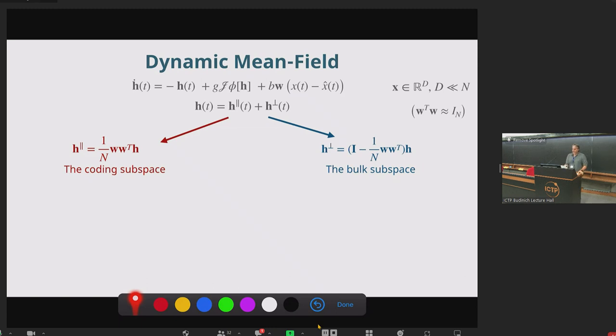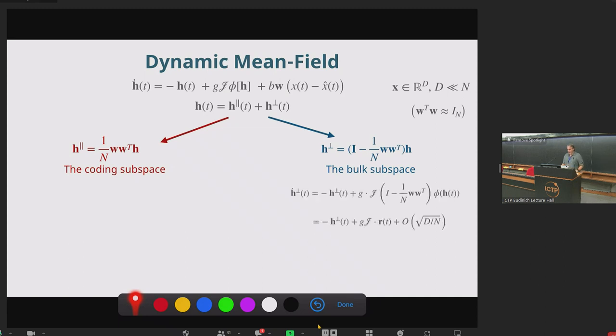We have this high-dimensional nonlinear system of the H's, and we're going to divide the H's into two spaces. One is a coding subspace, which is basically where all the code lives, where the input and the output live, and the rest, which we call the bulk. We'll assume that the dimensionality of X is much smaller than the number of neurons, and that the Ws are basically orthonormal; for a large network, random would be good enough. So now we can solve for those things separately.